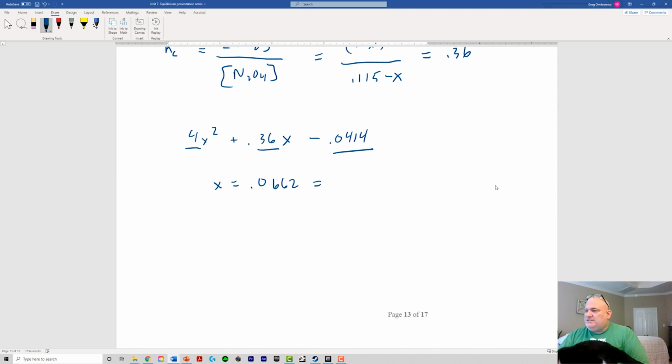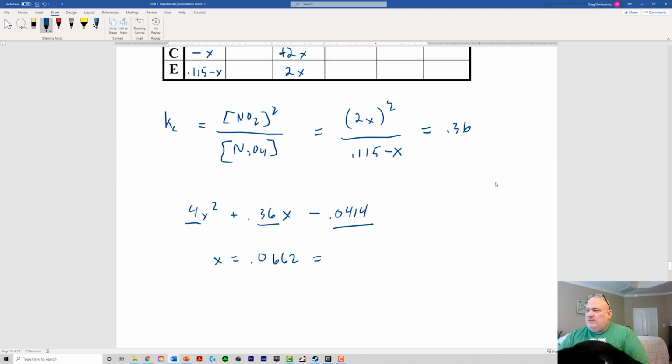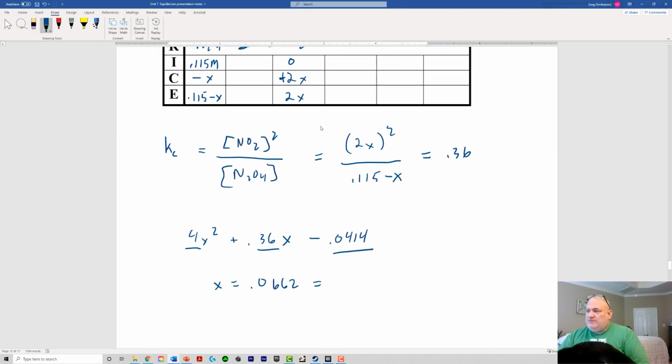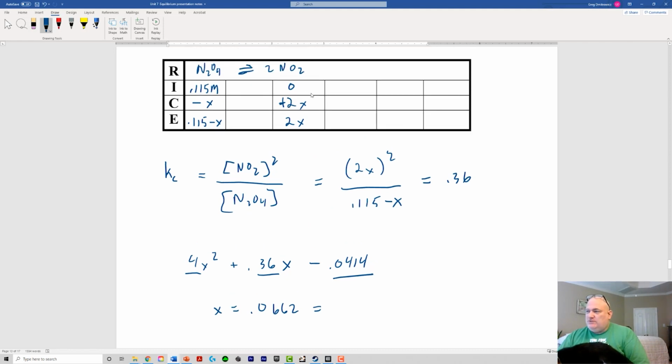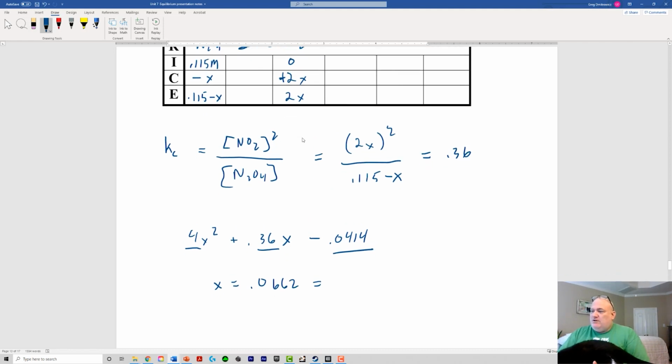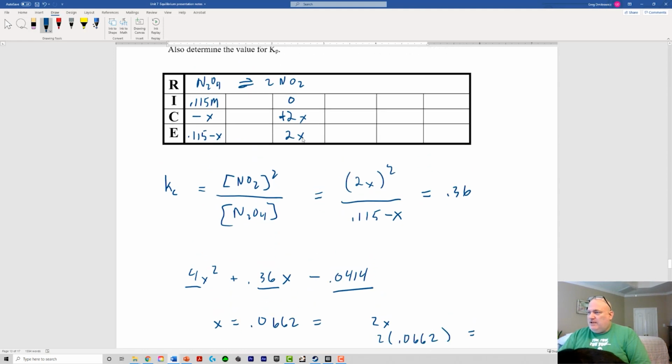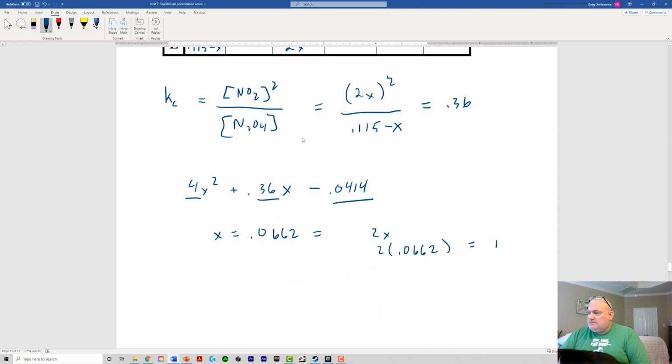Now, what does that actually mean? We have to then, in all of our problems, we can't just say x is equal to and be done with it. But if you take a look up here, isn't our NO2 equal to 2x? So we'd have to then go, all right, that's equal to 2x, right? So that'd be 2 times 0.0662 for our concentration of our NO2. I'm going to plug that into my calculator, aka my phone. And that gives us 0.1324.